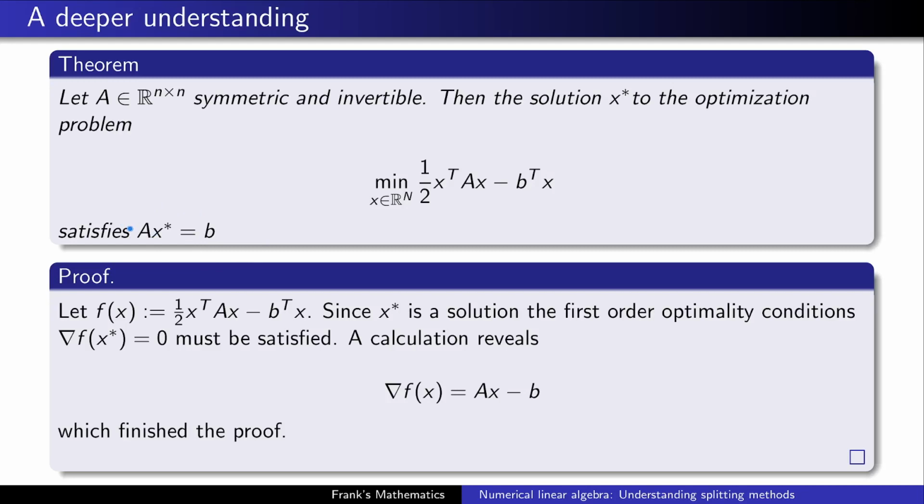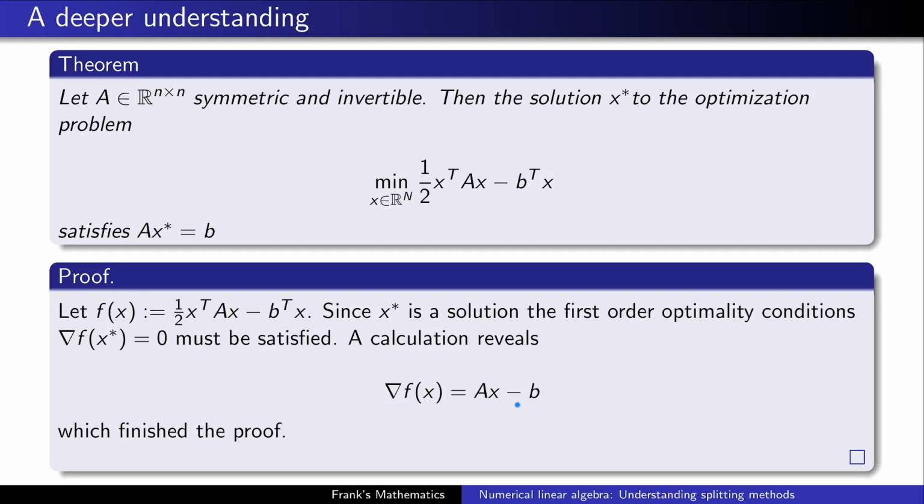The proof is quite easy. Let's define this thing here to be f of x. We know that x star is the solution, so the first order optimality conditions must be satisfied, which are just f prime at x star equals 0, or the gradient of f must be 0 at this point. And if you do a quick calculation using that A is symmetric, we know that the gradient of f is just A x minus b. And if the gradient is 0, then A x minus b must be 0, and this finishes the proof.